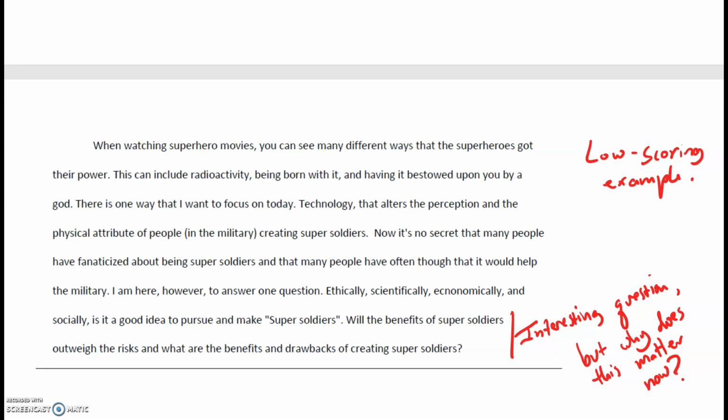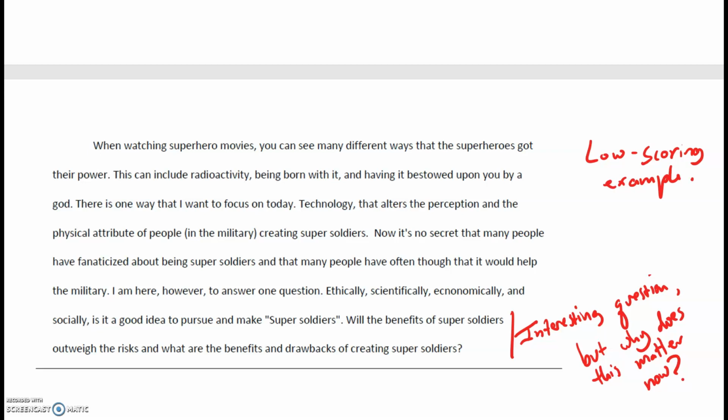So this writer writes, when watching superhero movies, you can see many different ways that superheroes got their power. This can include radioactivity, being born with it, and having it bestowed upon you by a god. There is one way that I want to focus on today, technology, that alters the perception and physical attribute of people in the military, creating super soldiers.